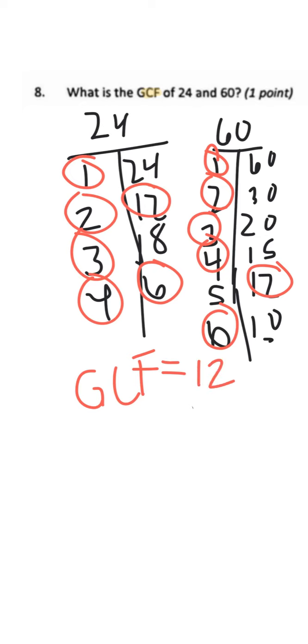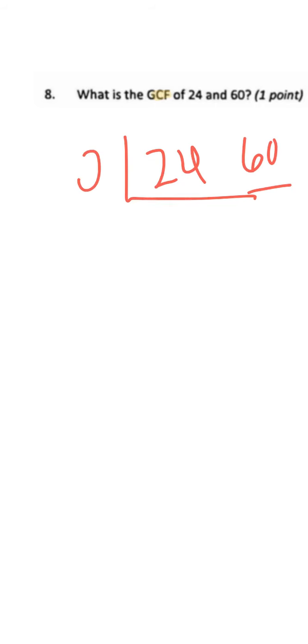Now the way I like to do it, and the way I prefer to do it, is this way. I like to do a little ladder method. So I put my numbers in here, 24 and 60. And I'm gonna divide by 2, because I know both these numbers are even, so I can divide them by 2. 24 divided by 2 equals 12. 60 divided by 2 equals 30.